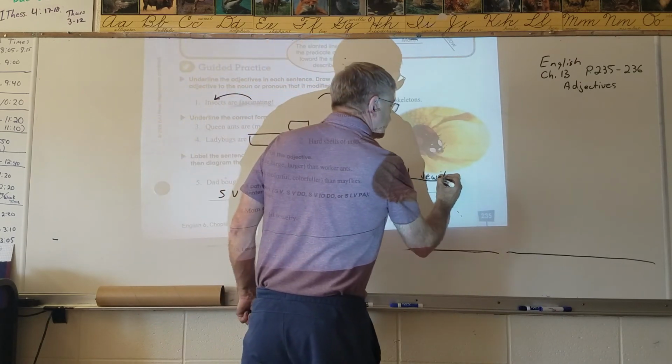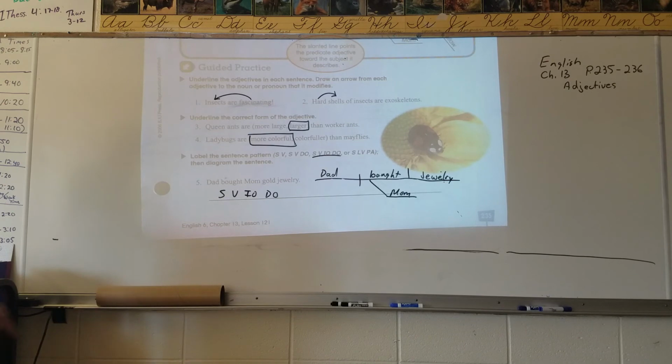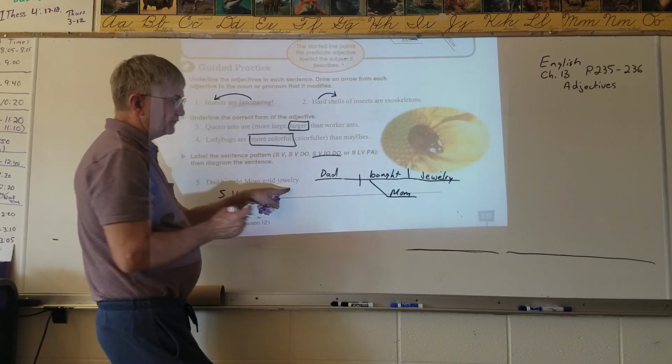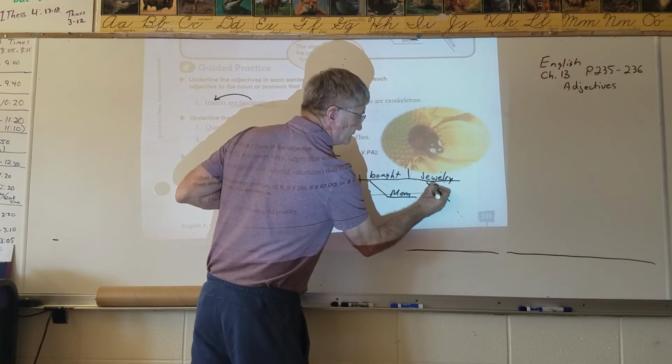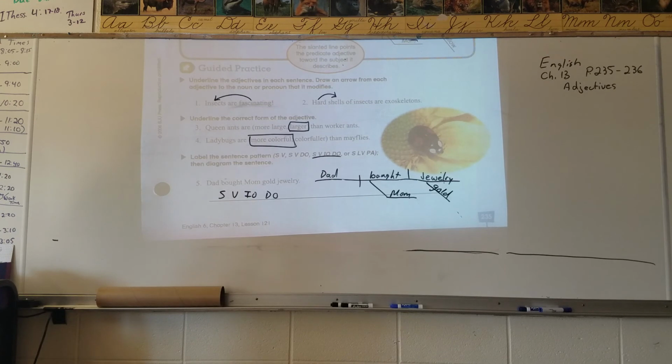Okay. Now we have one last word which is different to our diagram we did before, and that is our adjective, which is gold, which gold is describing jewelry, so it goes under, as far as the diagram. Dad bought Mom gold jewelry.